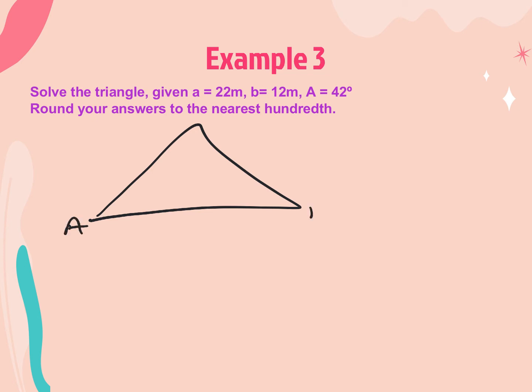So A, and it doesn't matter where you put the initial angle measures. What is important is that you put the side across from the angle as labeled as the lowercase letter on each one of these. So they gave us side A, it's 22 meters. They gave us side B, it's 12 meters. And they gave us angle A, it's 42 degrees.